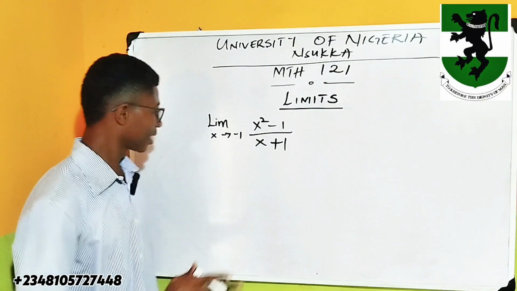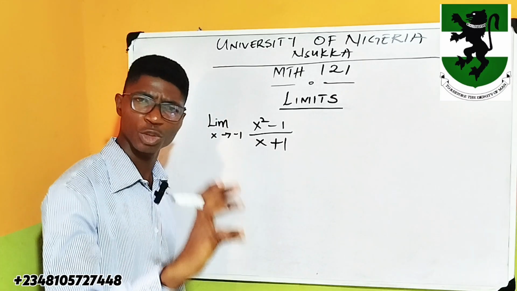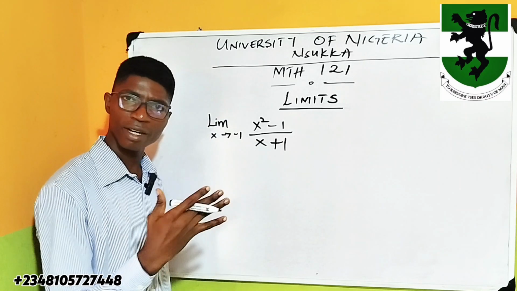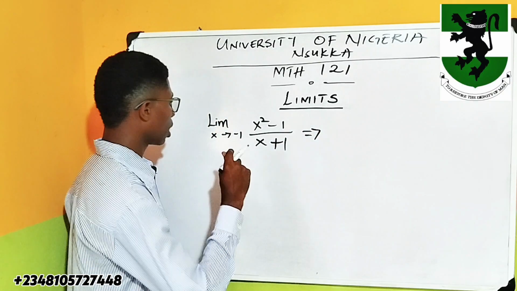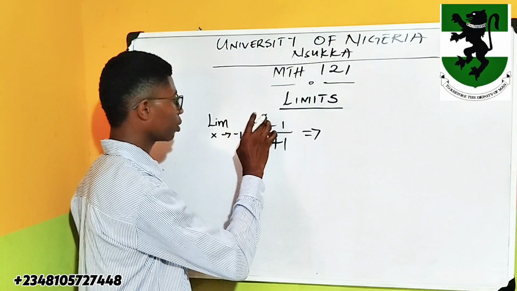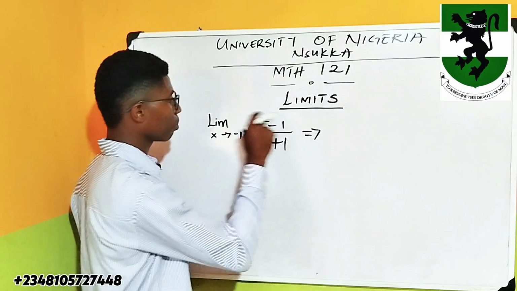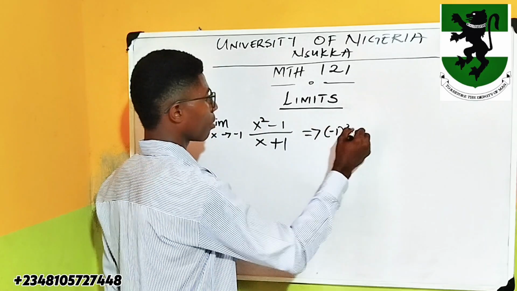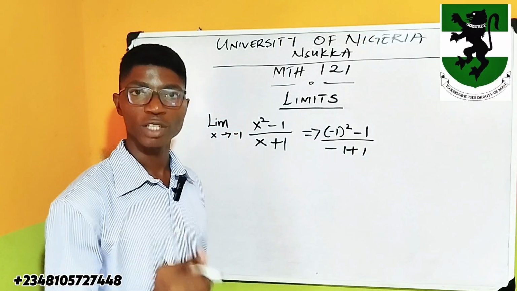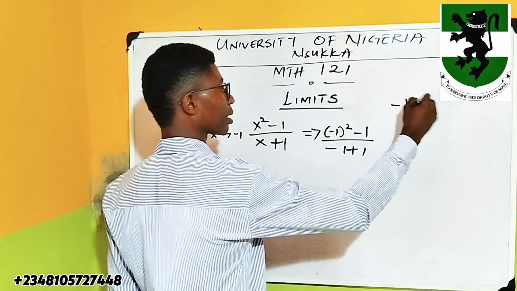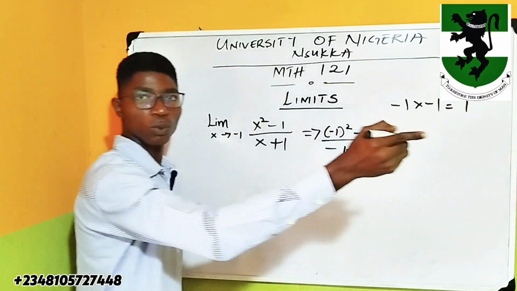Now, look at this question. Solving this limit question, first of all, we can solve this by direct substitution. Let's go by the method of direct substitution. Direct substitution means putting minus 1 into this expression. That's the meaning of direct substitution. So minus 1 all squared, minus 1, over minus 1 plus 1. Minus 1 squared is 1. Minus 1 times minus 1, minus and minus is plus, so 1 times 1 is 1. So it is plus 1.